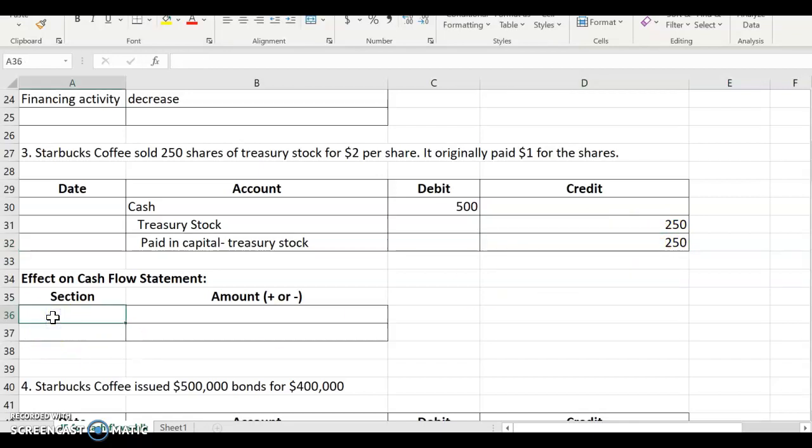So we're still talking about stockholders' equity section of the balance sheet. And we're still talking about the fact that this belongs under financing. And this time cash went up, so it is an increase.